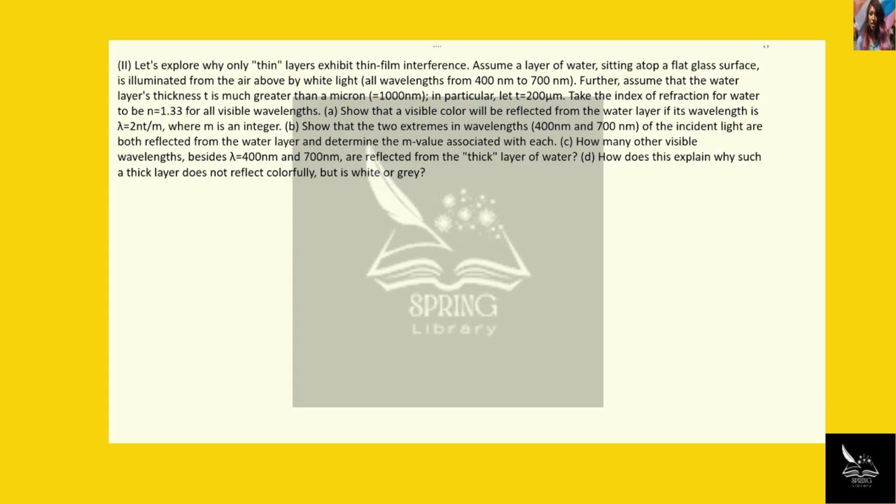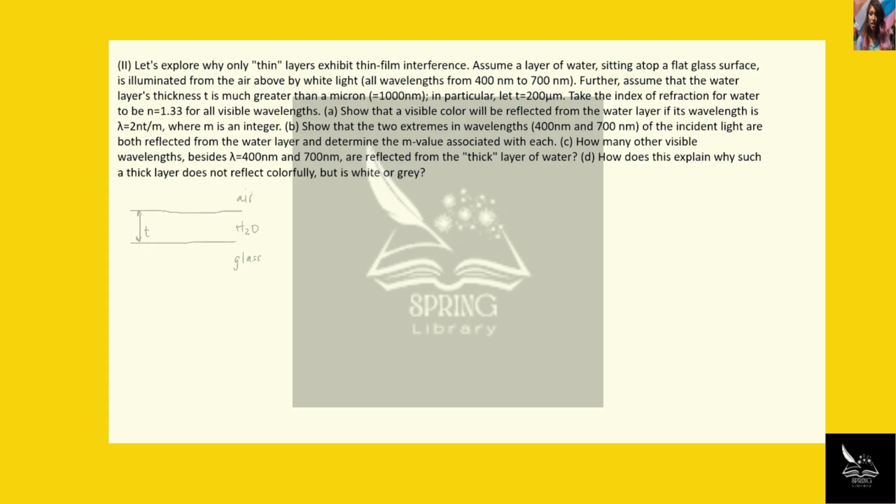One of the key things I like to start with is a quick sketch of our situation, just indicating that we have a layer of air, and then a thick layer of water, labeled thick as T, and then a layer of glass. We're asked first to show that a visible color will be reflected from the water layer if its wavelength is lambda equals 2nt divided by m, where m is an integer.